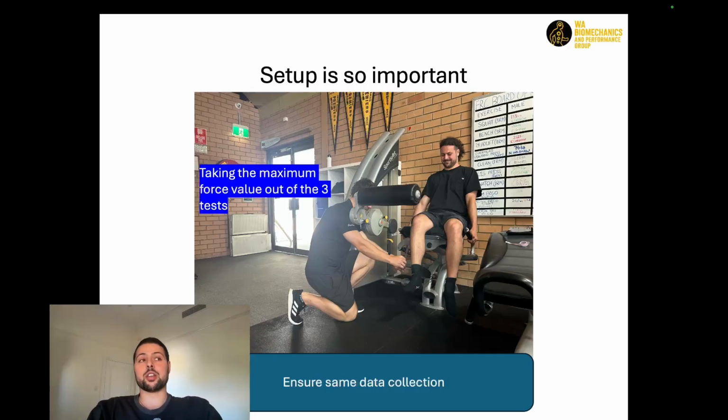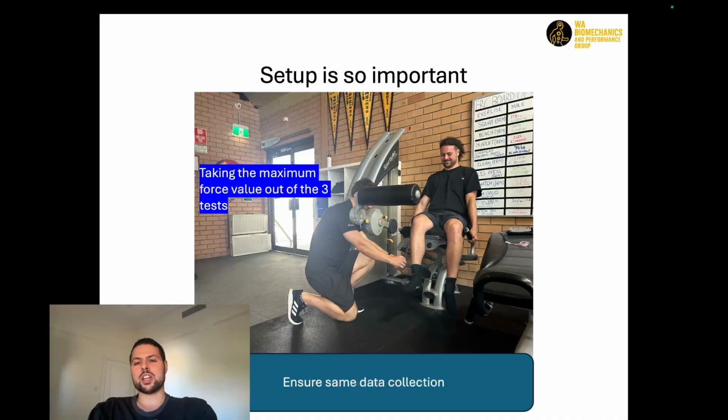What I like to do is take 3 trials and then I take the maximum, given that all of the trials are within a similar number. I think when you take an average, it doesn't really make sense because you're trying to see the peak force, not the average force. So it's up to you. You can take an average, but just make sure you do it the same every time.